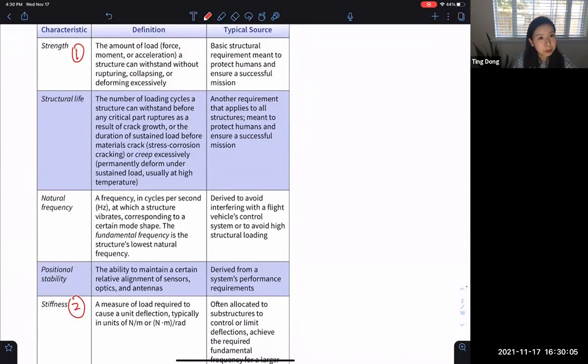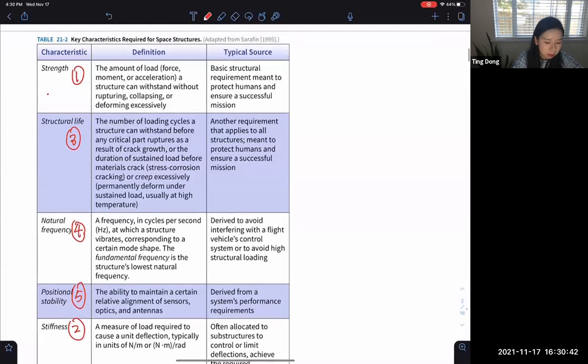Deflection, if you want to go further, work on the deflection. And then if we want to do more, do the fatigue analysis and natural frequency and positional stability. So for these five subtopics of the structure part, all of them are important, but I think this is the importance level from my opinion. And for this class, this is the only one that is required.